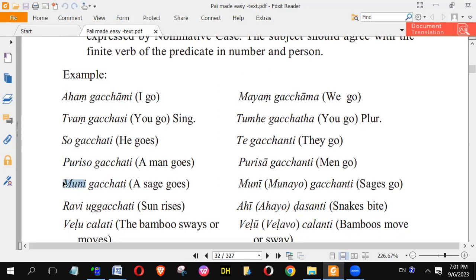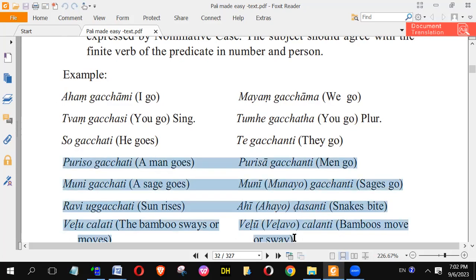Or muni gacchati, a sage goes. Or ravi ugacchati, the sun arises. Or velu, bamboo, chalati, bamboo moves. All right. So these two are new vocabulary, ugacchati and chalati. Similarly, if you have puriso gacchati, you need to change it to puriso gacchanti. So let me copy here to my document.